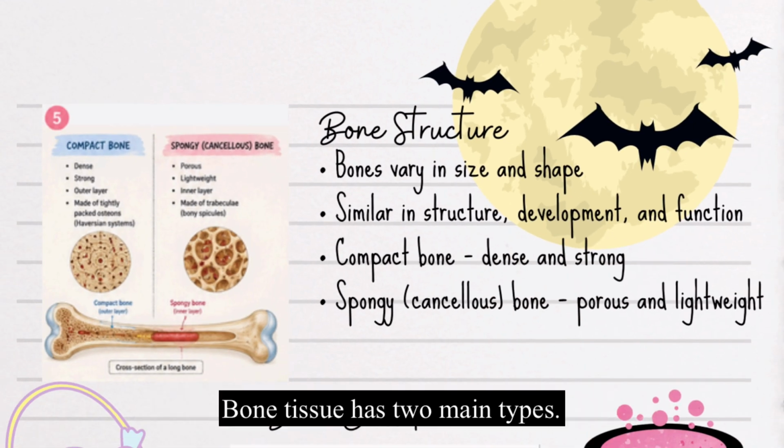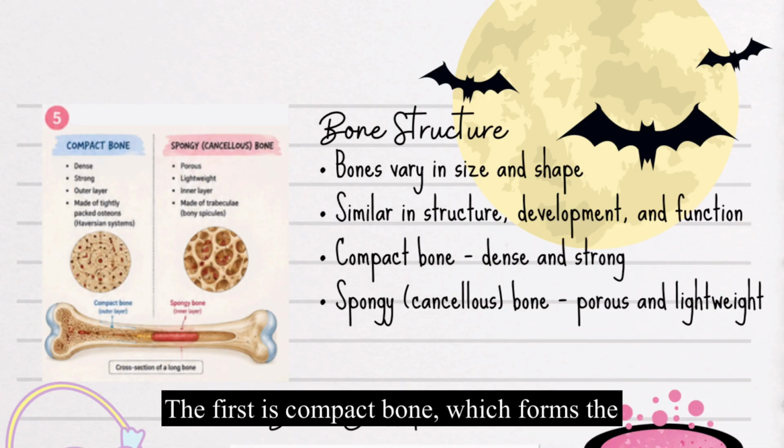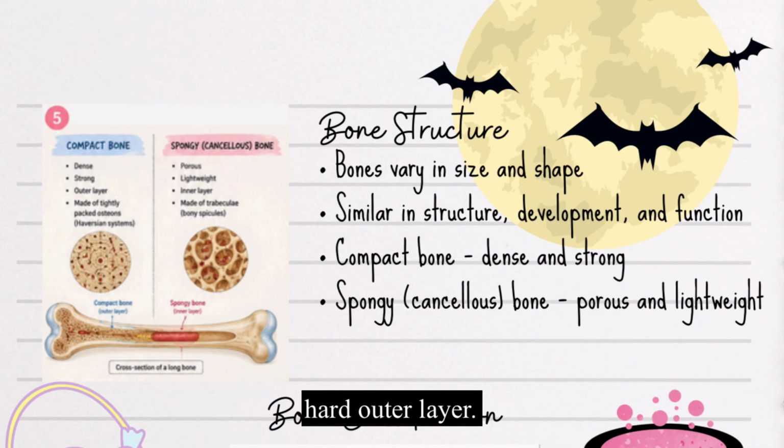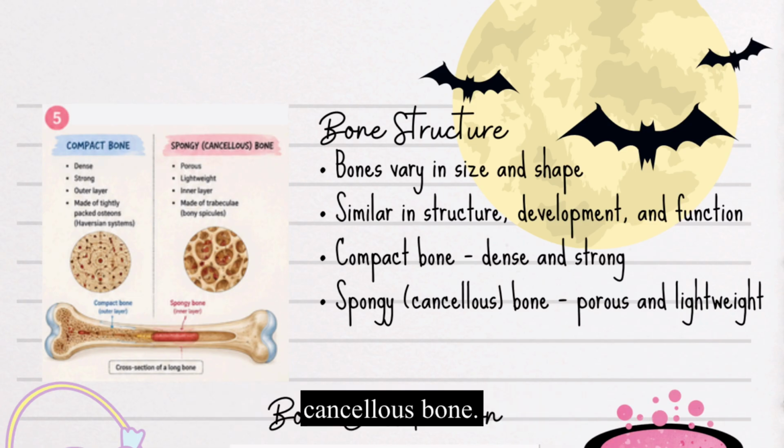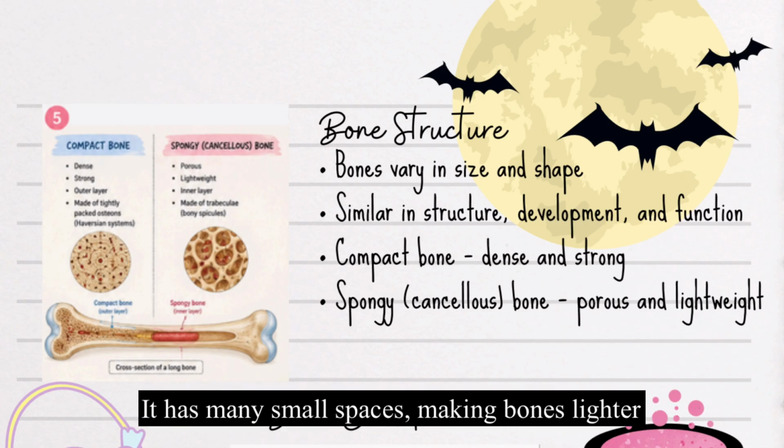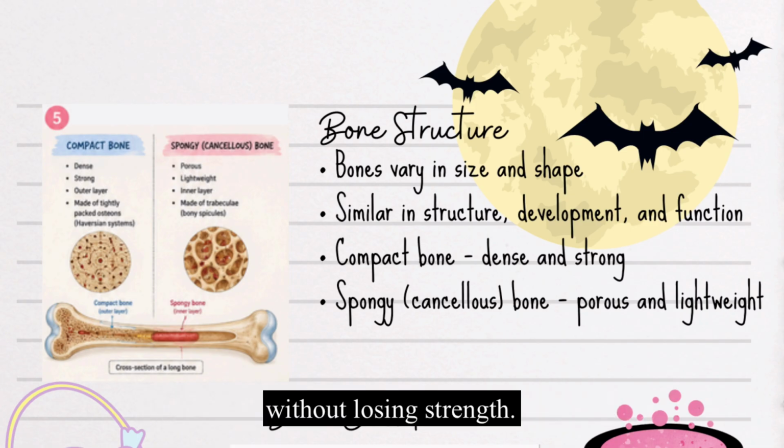Bone tissue has two main types. The first is compact bone, which forms the hard outer layer. It is dense and strong, allowing bones to support body weight and resist force. The second is spongy bone, also called cancellous bone. It has many small spaces, making bones lighter without losing strength.